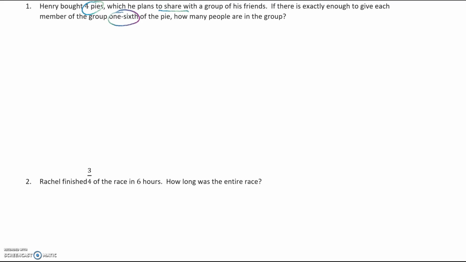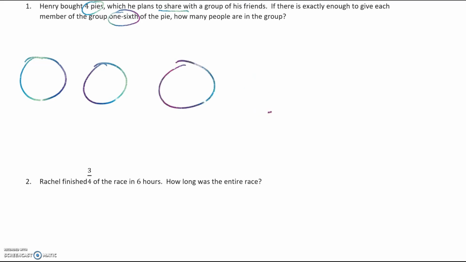Well, the first thing I noticed is I would have 4 pies. 1, 2, 3, 4. And I am sharing so that each person would get a 1/6. So this is what my brain's telling me. Now I can do a model this way, or I can use those tape diagrams that I've been working on, since we're going to be using them more often.